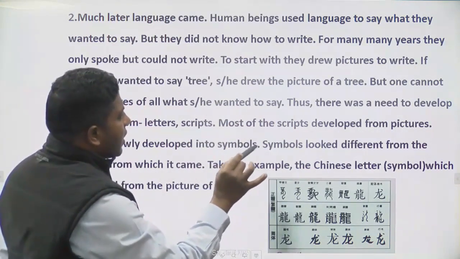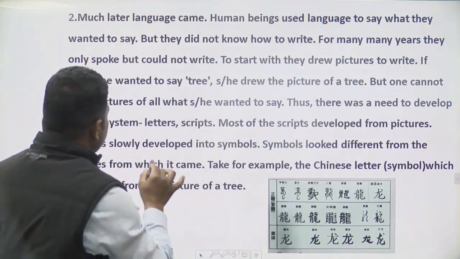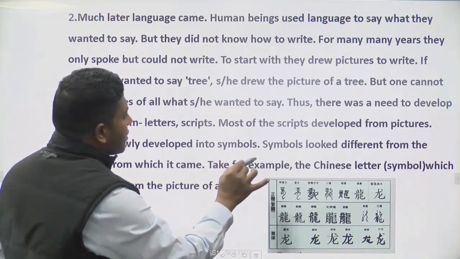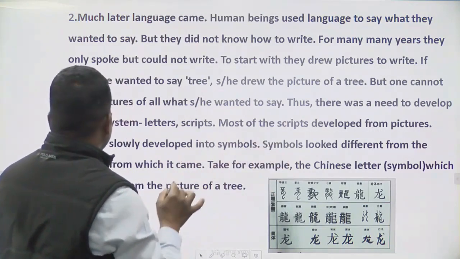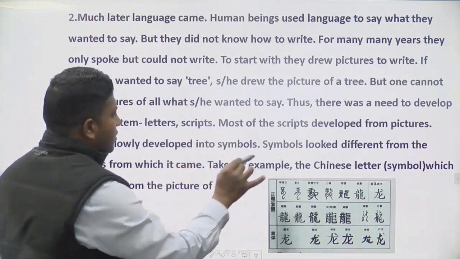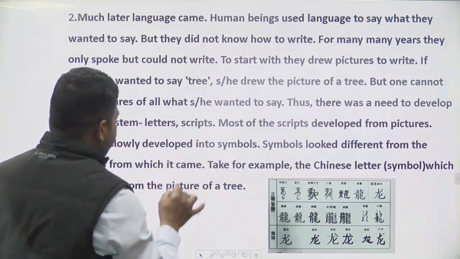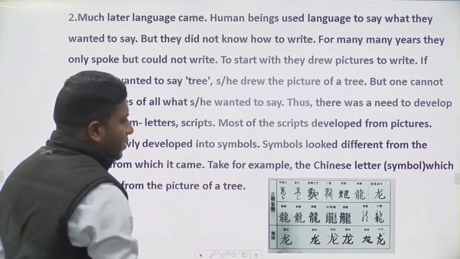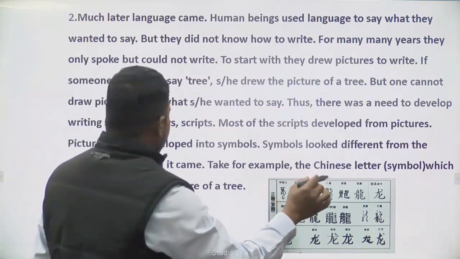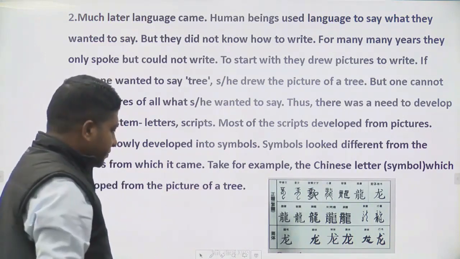Thus, there was a need to develop writing system, letters, scripts. Most of the scripts developed from pictures. Pictures slowly developed into symbols. Symbols looked different from the pictures from which it came. Take for example, the Chinese letter or symbol which developed from the picture of a tree.